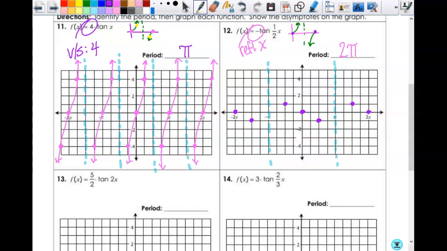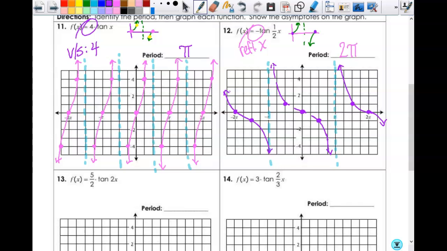And then can I put another point on the left or right of 2 pi's? No, because I'd have to skip one. So that's it. All right, we good? Yes. All right, I'm going to do one more together.